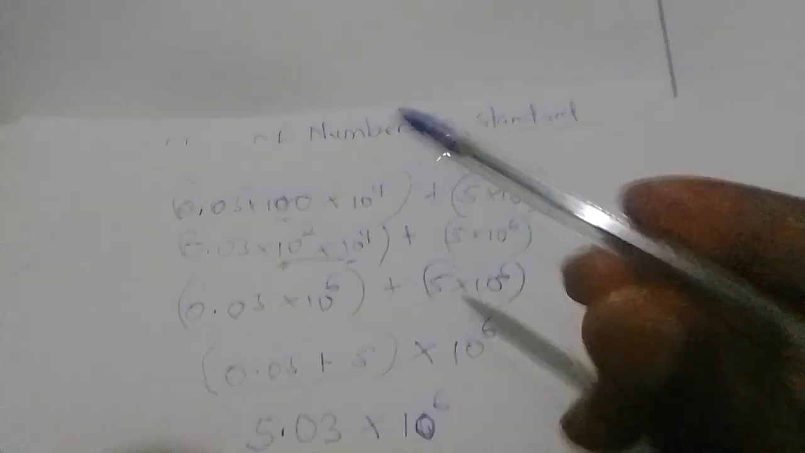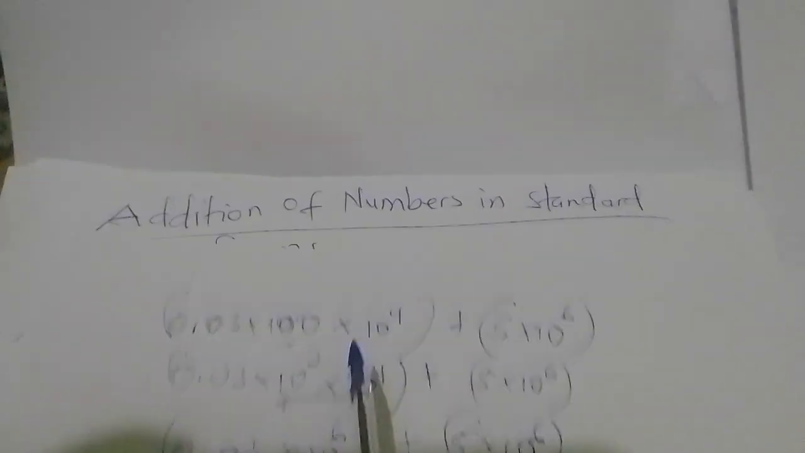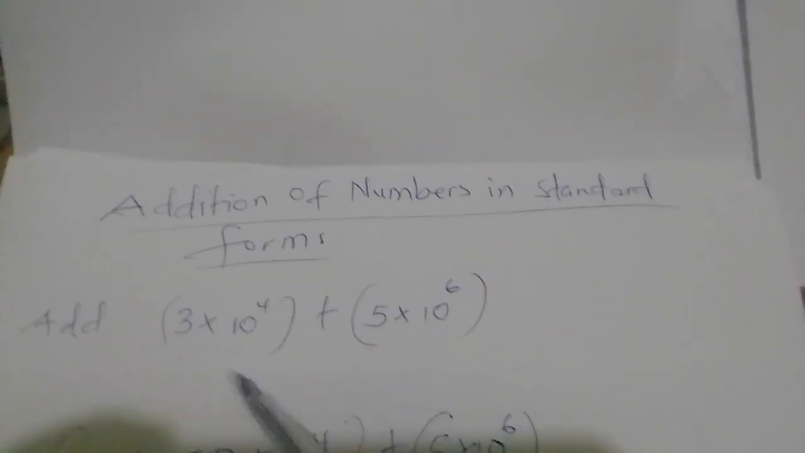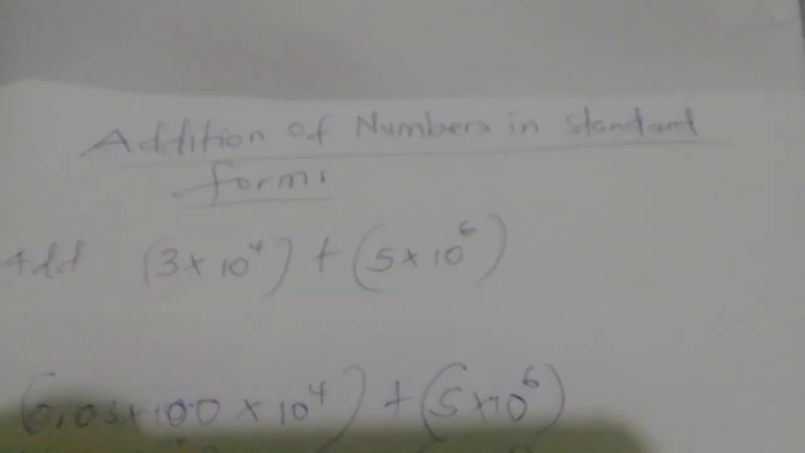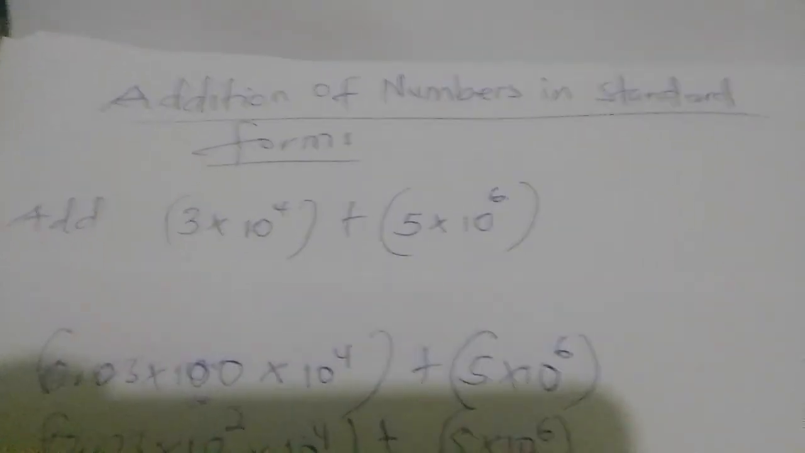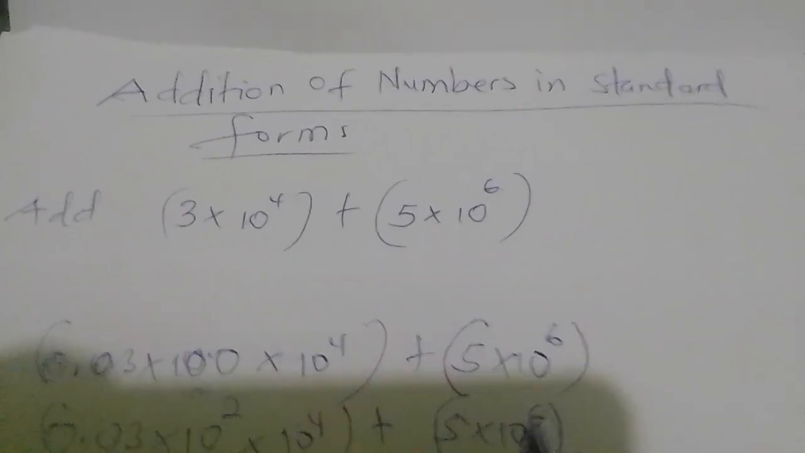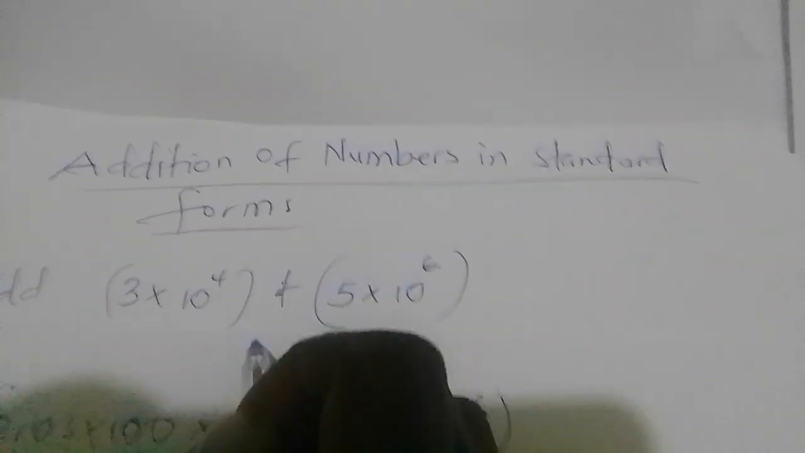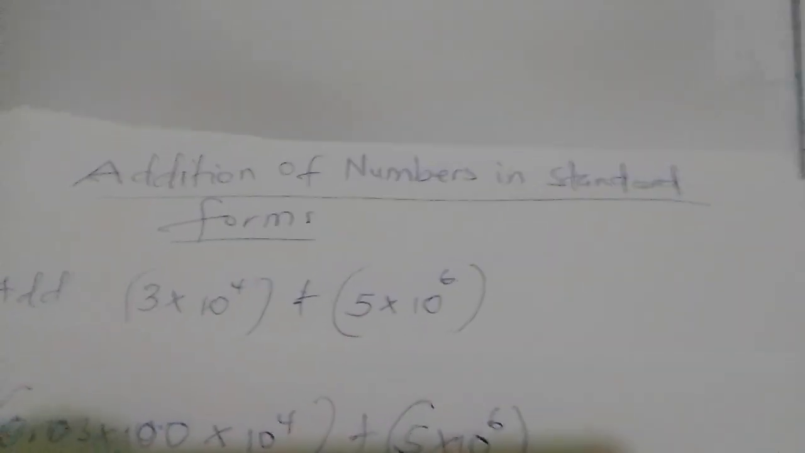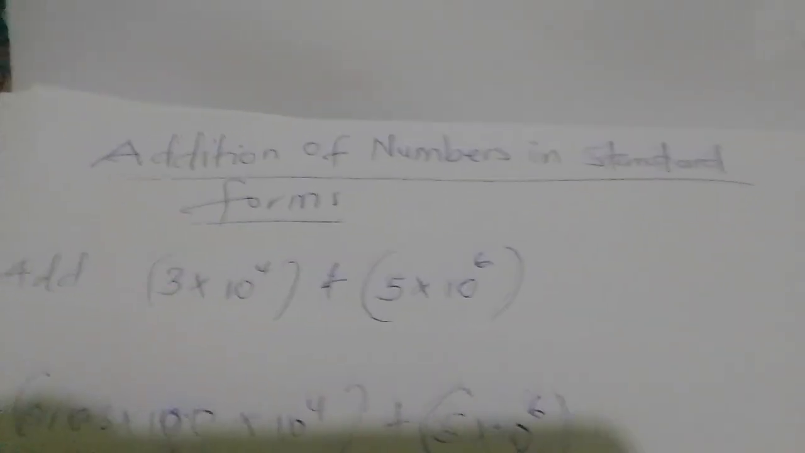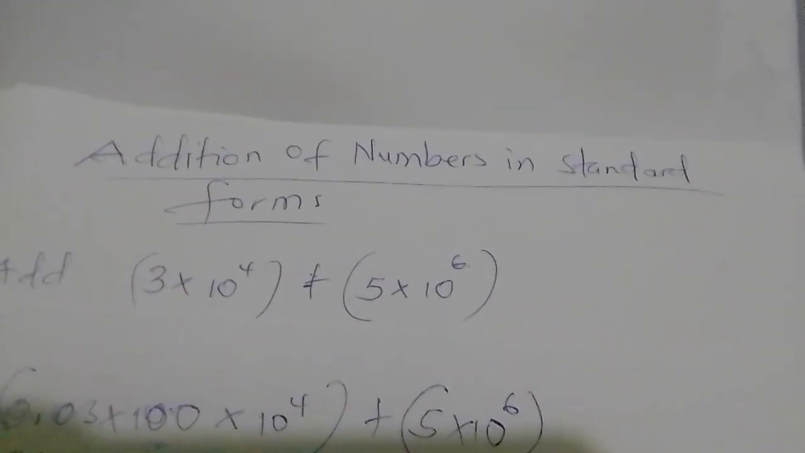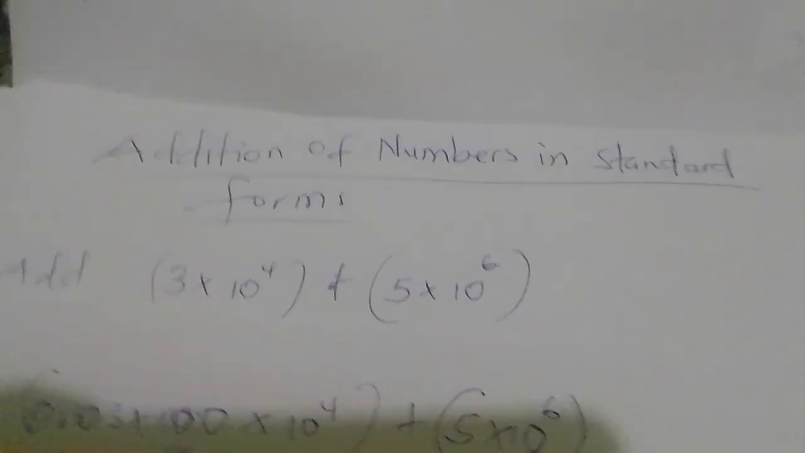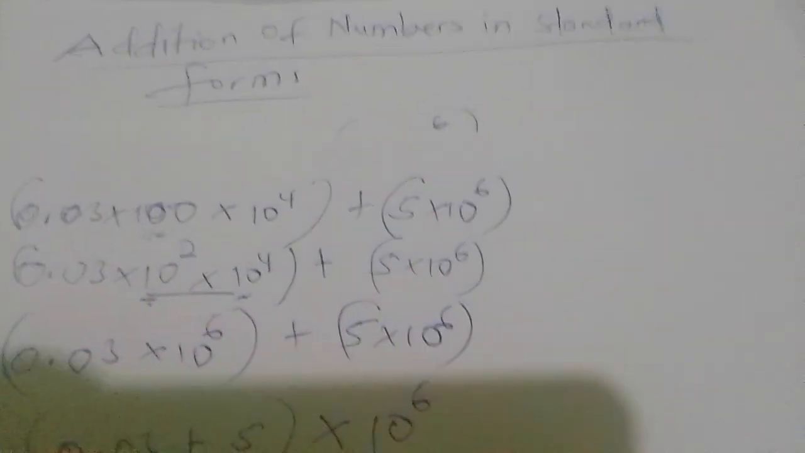Now, to review, whenever you are given a standard form to add, that is the same rule for addition and for subtraction. Okay, so whenever you are given, if this was subtraction, we'll do the same thing. Make sure the powers of 10 are the same, then you can factorize the 10, then whatever remains in the bracket, you can just add them, or subtract them.